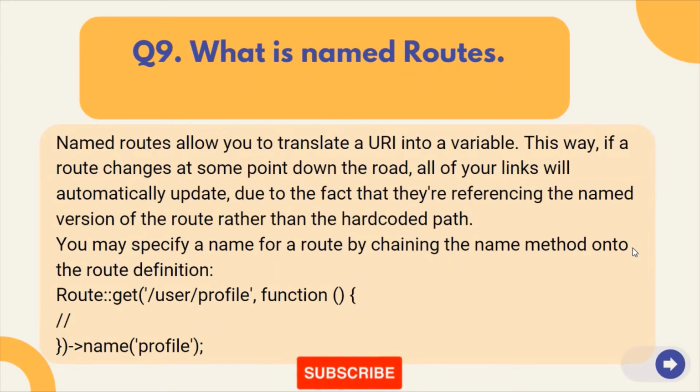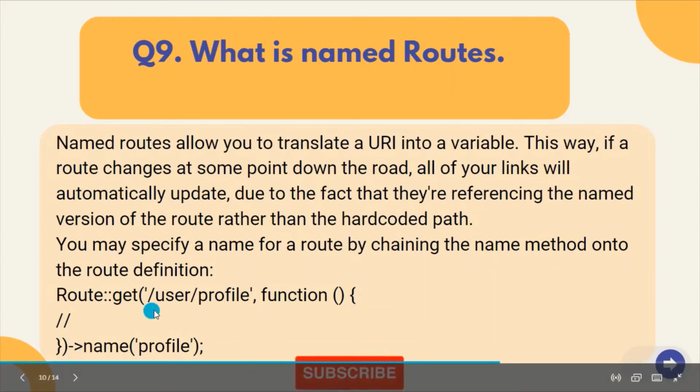Now let's get to question number 9. What is a named route? A named route allows you to translate a URI into a variable. This way, if the route changes at some point down the road, all your links will be automatically updated due to the fact that they are referencing the named version of the route rather than a hard-coded path. You can specify a name for a route by chaining the name method onto the route definition. Route::get, so that's how we can define our route with a name.